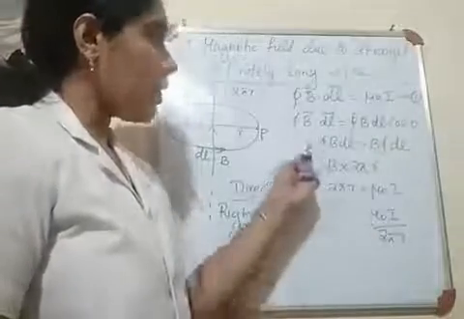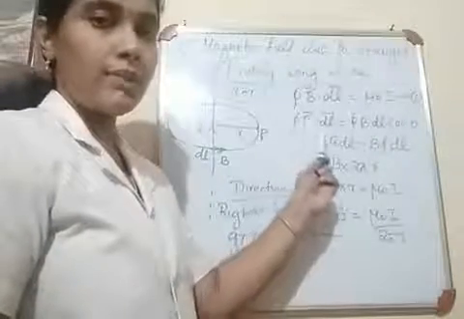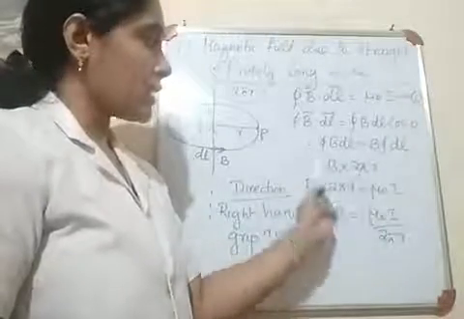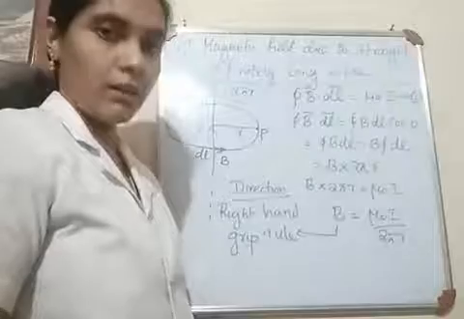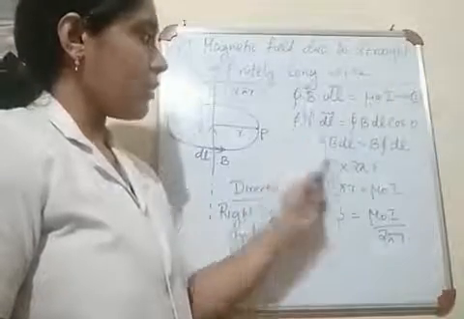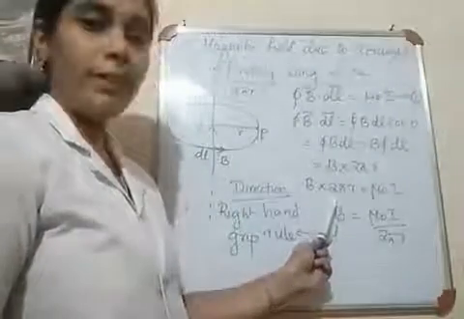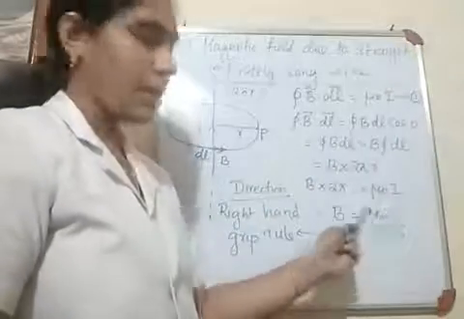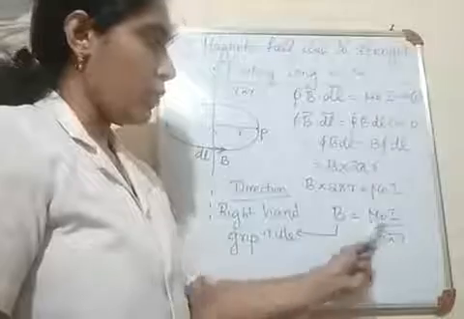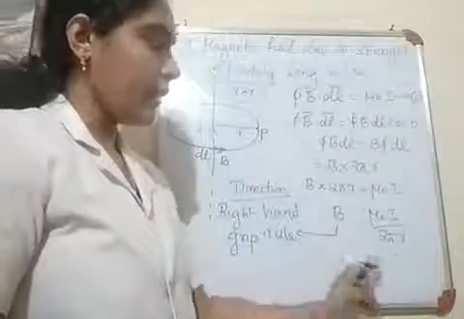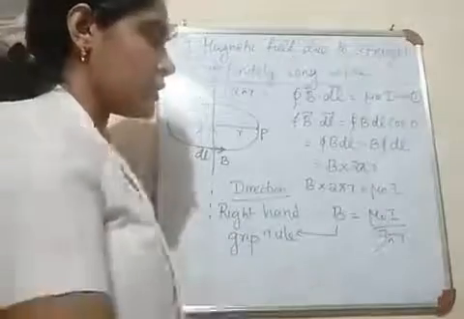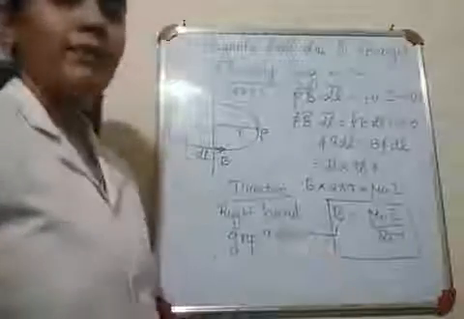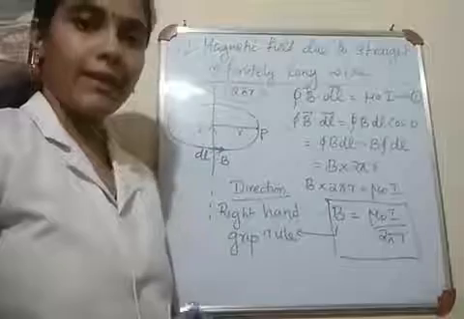So we got the expression for closed integral B dot dl: B into 2 pi r. Now substitute this expression in equation 1. Instead of B dot dl, substitute B into 2 pi r equal to mu 0 I. Therefore, B equals mu 0 I divided by 2 pi r. This is the expression for the magnetic field due to an infinitely long straight conducting wire.